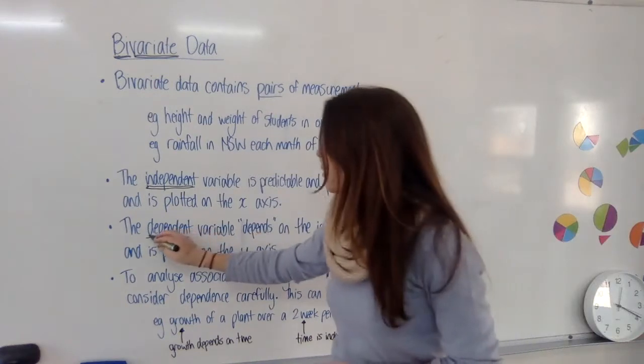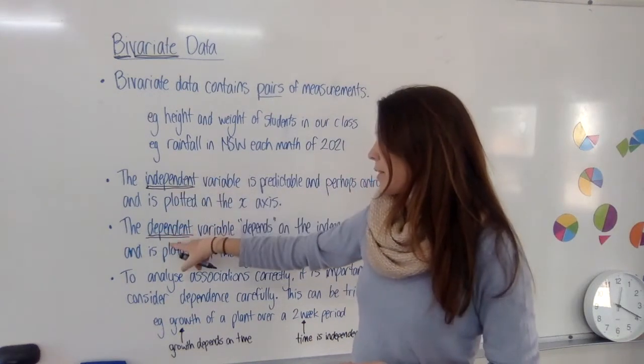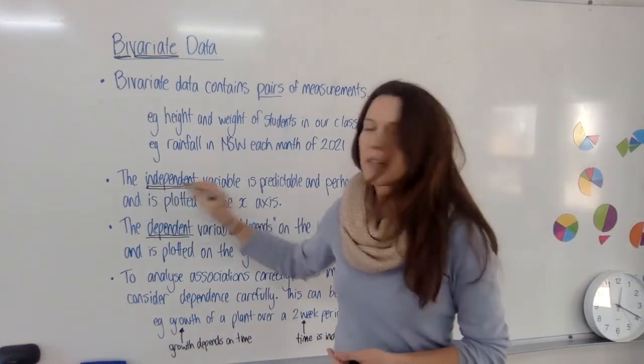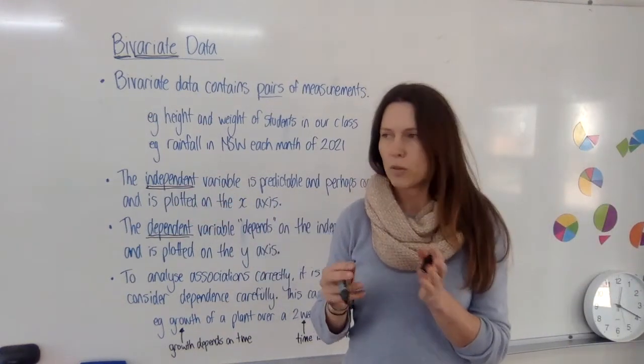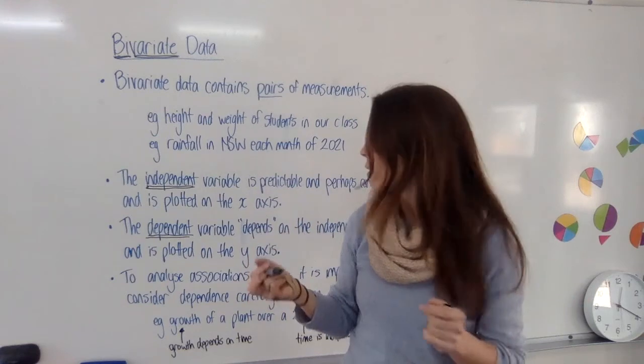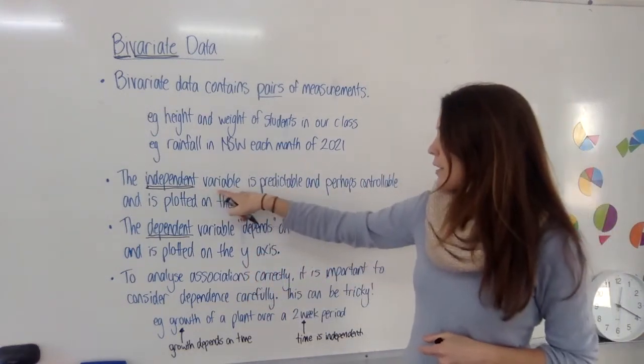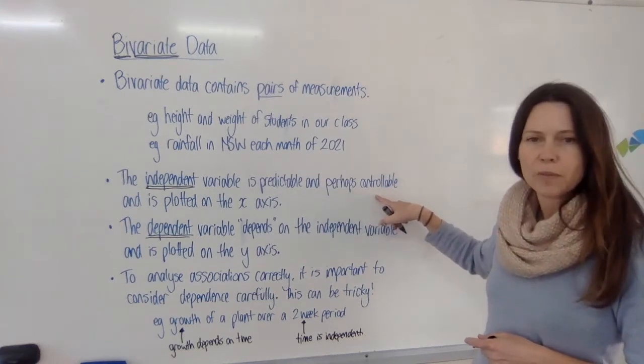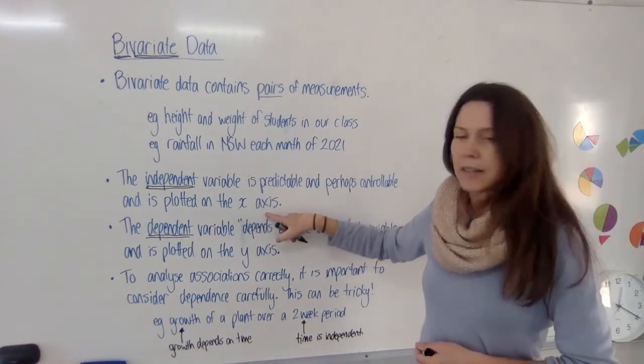Now we need to divide them into variables that are either dependent or independent. How do we do it? Well, think what this word independent means. If you're independent, you can do whatever you want. You don't depend on anybody. So an independent variable is predictable. It might be controllable, and it's plotted on the x-axis.